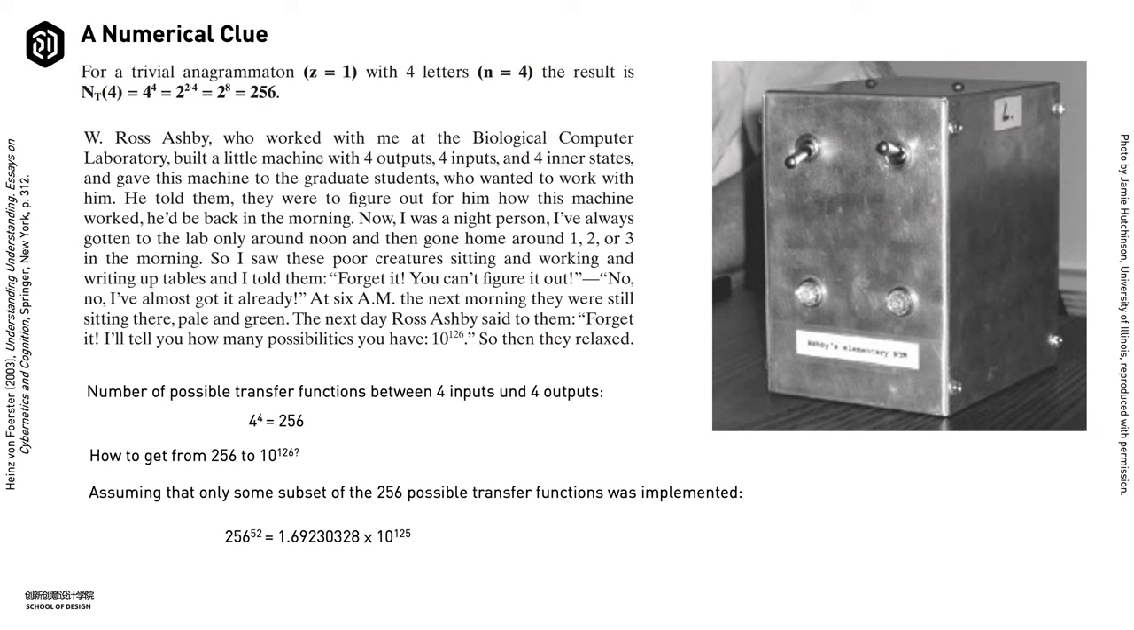So this is a little bit of a giveaway, and this is a starting point for the work that Andre and I did. And Andre figured this out. He realized that the transfer function between four inputs and four outputs, that variety allows for 256 transfer functions. And that then poses the question of how do we get from this number of transfer functions to 10 to the power of 126? And we get there by saying, apparently, the machine doesn't implement all the transfer functions, but just a set. And then the question is, how many transfer functions does it implement?